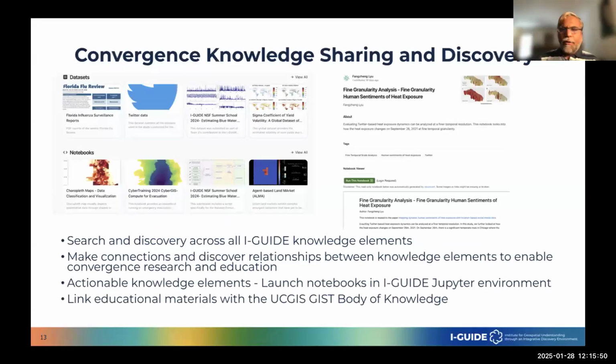So convergence, knowledge sharing, and discovery. This is where we will be focusing our energy today. How do you find various things? How do you discover elements on the iGuide platform? How do you make connections? How do you discover relationships? Making your knowledge elements accessible so that, for example, notebooks could be run on the environment. Educational materials might connect to a body of knowledge, and so on and so forth.